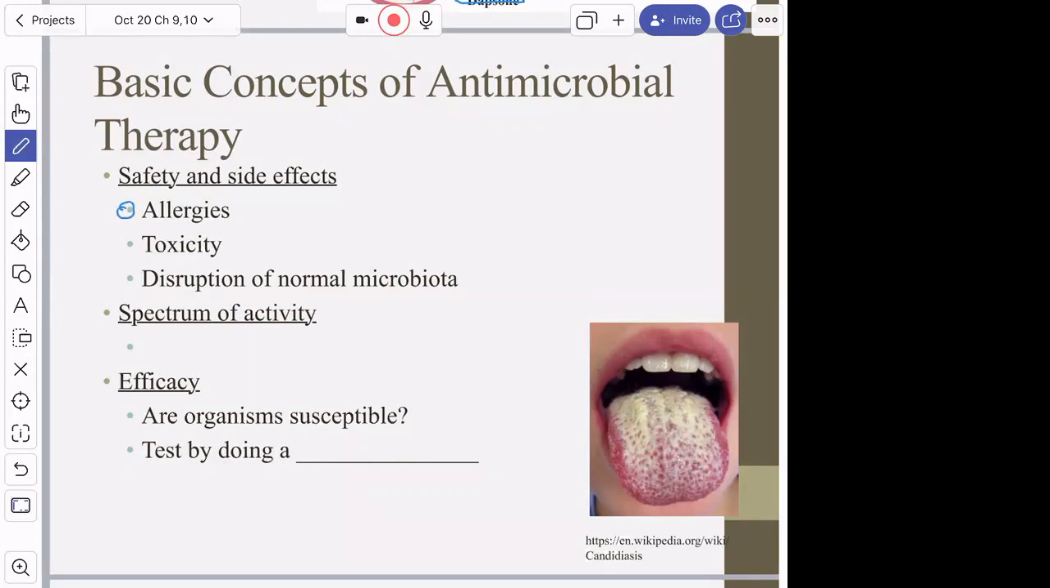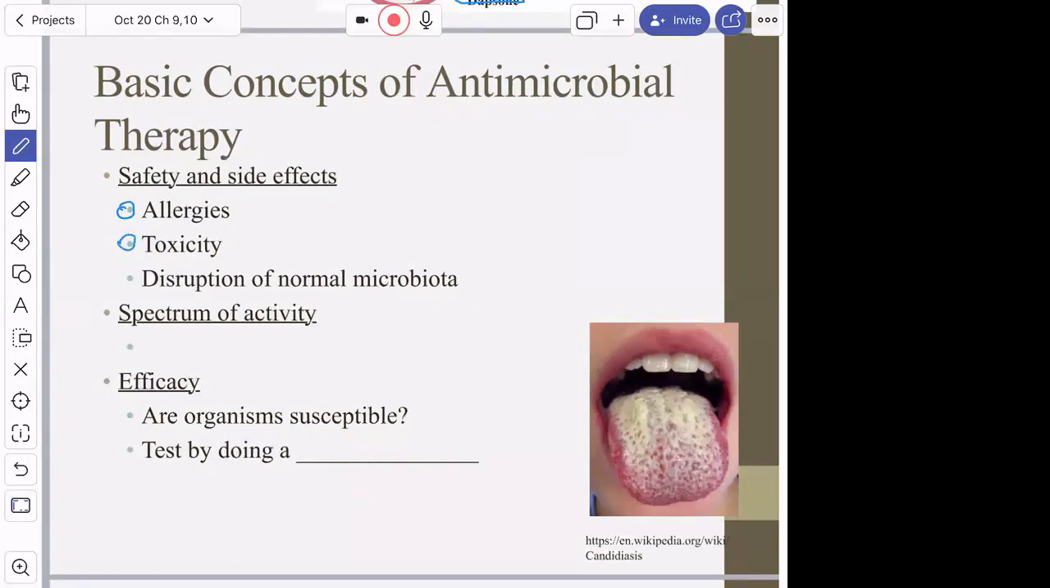People are different. Some people have allergies to certain antibiotics. That's not, again, because the drug is targeting something in our body. It's because our immune system is reacting inappropriately to the drug. Okay, so like rashes are a common allergy. We'll talk a little bit more about that.